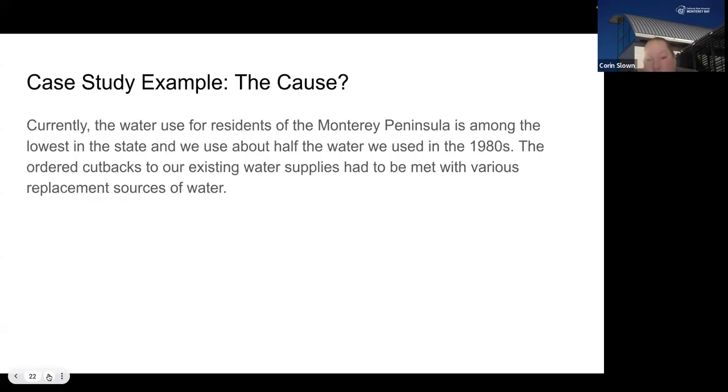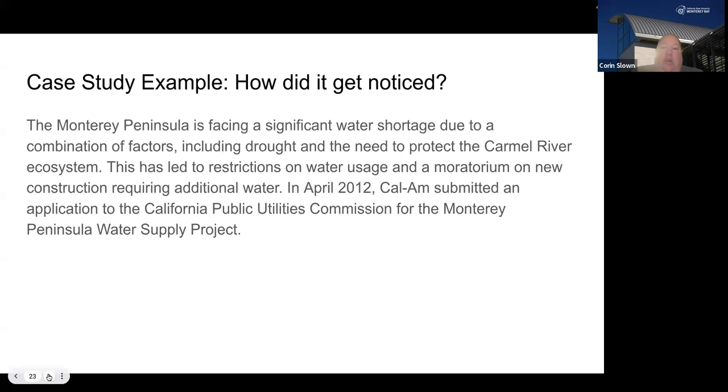So currently, the water use for residents of the Monterey Peninsula is among the lowest in the state, and we actually use about half the water that was used residentially in the 1980s. However, the ordered cutbacks to the existing water supply mean we have to find other sources of water. We just don't make enough water for the need. So, because of a combination of factors, the peninsula is facing a significant water shortage.